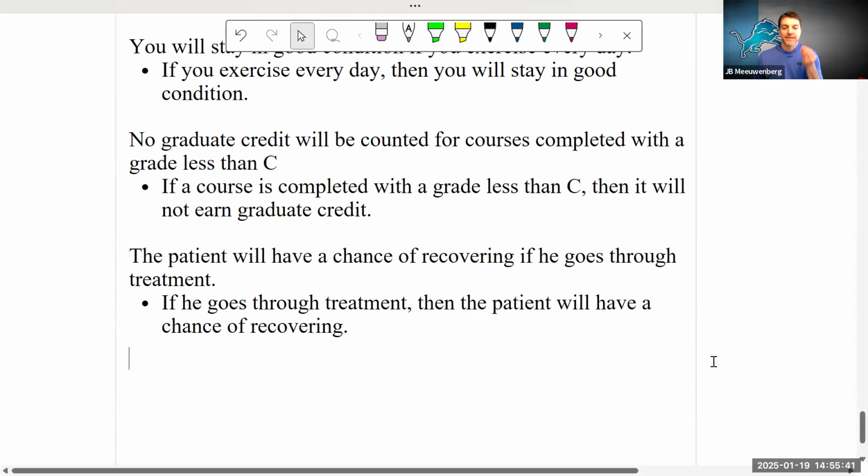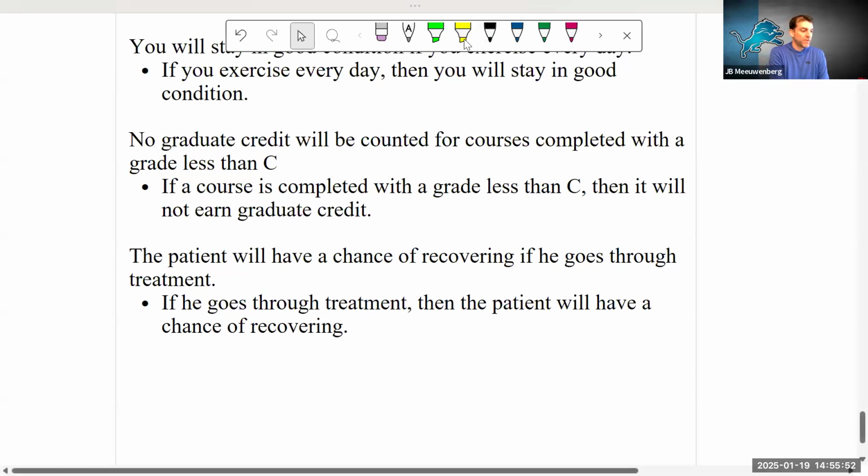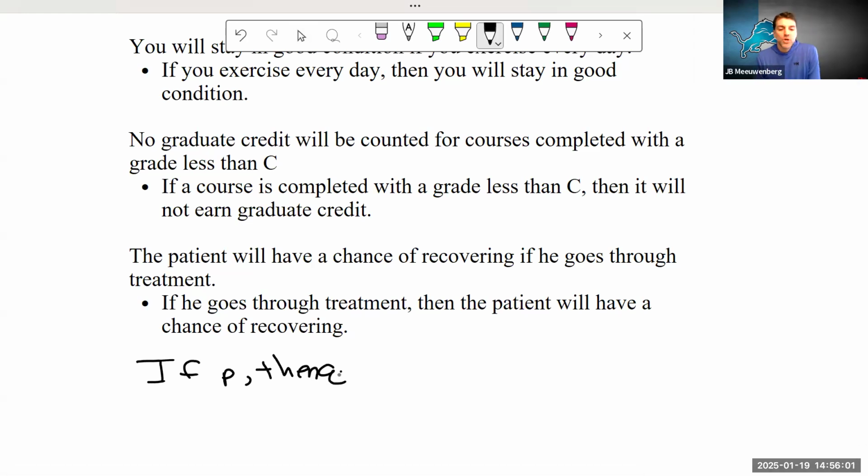So that's the idea of conditional statements. They have that form, if and then. If this, then this. If P, then Q. All right? If P, then Q.